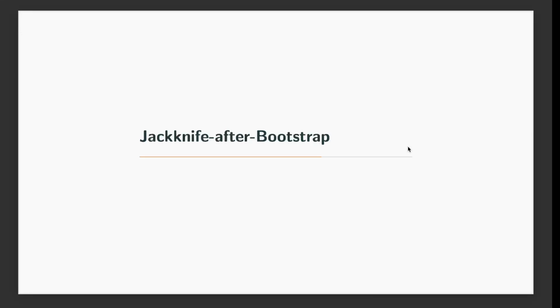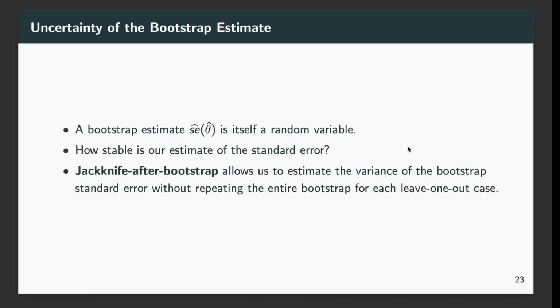Next we're going to talk about the Jackknife after Bootstrap, like I mentioned before. This is a clever technique that combines ideas from both the Jackknife and the Bootstrap, and it can be used to address a specific practical problem. Now let's talk about the uncertainty of the Bootstrap estimates. A Bootstrap estimate SE hat of theta hat is by itself a random variable. Even though it is subtle, it plays a very important role here.